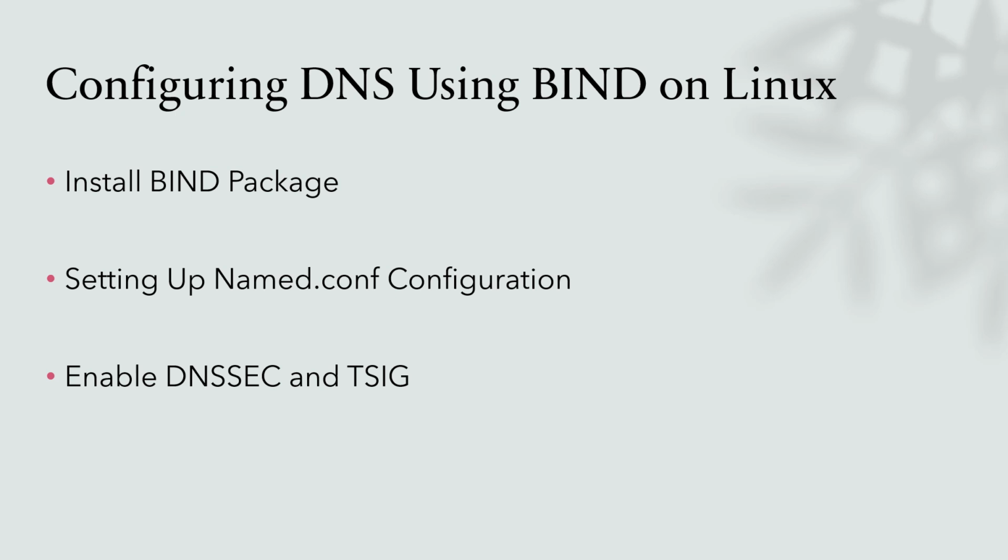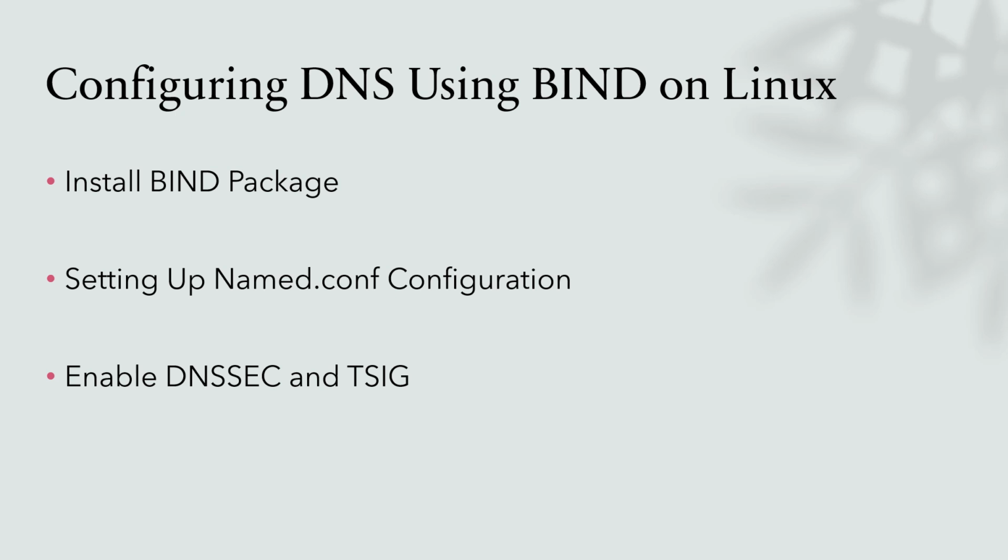Setting up named.conf configuration. The named.conf file is the main configuration file for BIND. It serves as the brains of the DNS server. This file controls critical aspects that define DNS zones, access control lists, logging settings, and other major parameters that determine how your DNS server operates. Properly configuring the file is critical to the functionality and security of your DNS infrastructure.